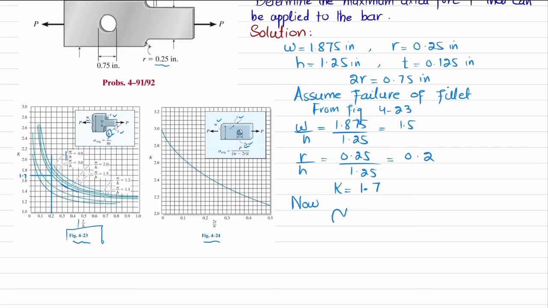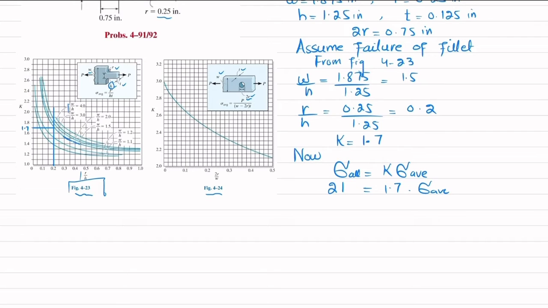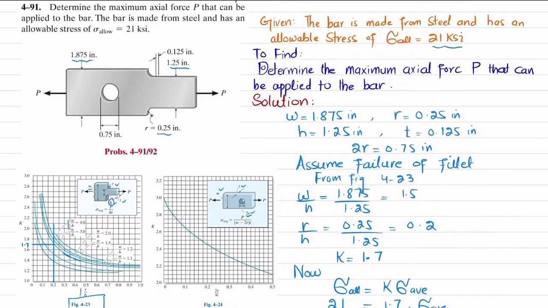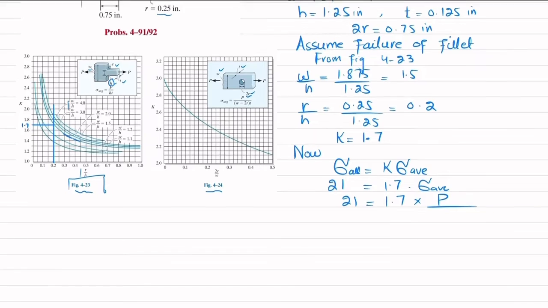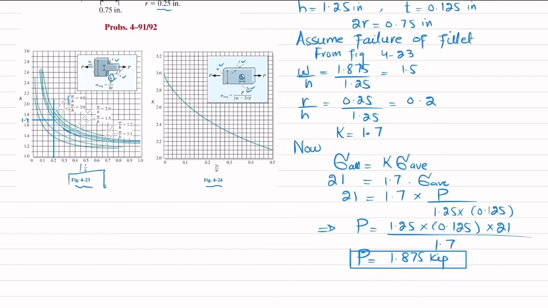Now we know that the maximum stress, or allowable stress, is equal to K times sigma average. So K is 1.7 and allowable stress is 21 ksi. Let me check it. It is 21 ksi. So 21 is equal to 1.7 times sigma average, and sigma average is equal to P divided by the cross-sectional area. The cross-sectional area at this fillet point will be this height, 1.25, times this thickness, 0.125. So I will write 1.25 multiplied by 0.125. From here, P will be equal to 1.25 multiplied by 0.125 multiplied by 21 divided by 1.7. When you calculate, this P will be 1.875 kips. So that is the load for the failure of the fillet.